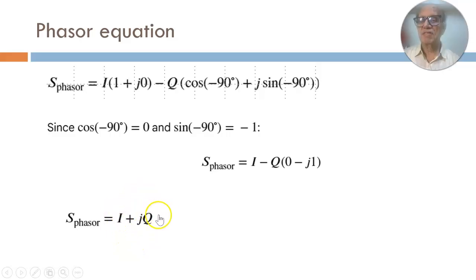And we got this equation for the phasor because of the minus sign we had used. We'll get a different equation if we use a plus sign. But as I said, as long as you are consistent with the same notation for transmitter and receiver, you will not have a problem in detection of the signals. Okay, so this is your S phasor.